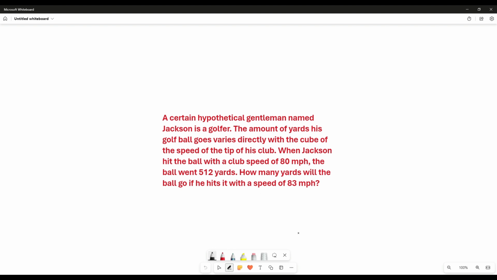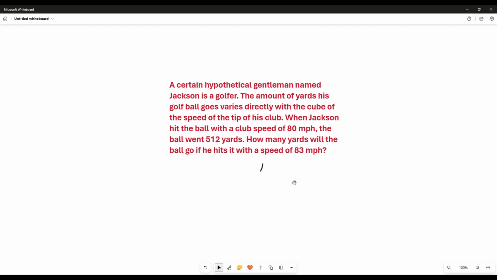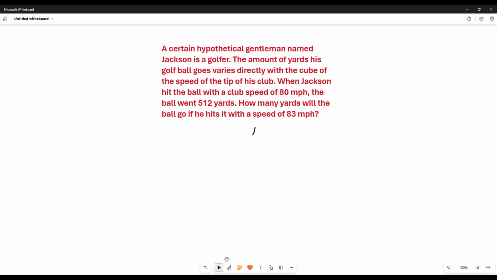Alright, so for this problem, a certain hypothetical gentleman named Jackson, completely hypothetical gentleman, is a golfer. Never heard of this guy. He's completely made up. He's a golfer.